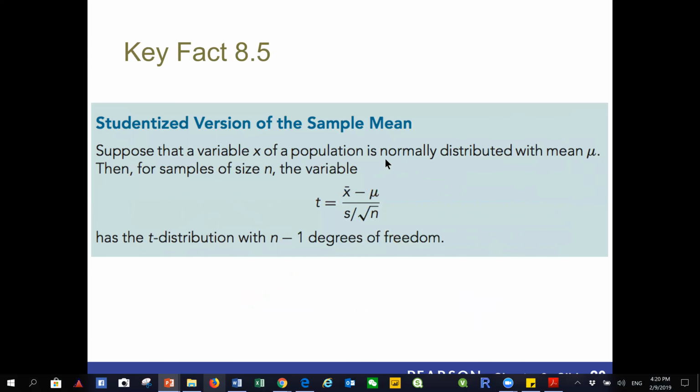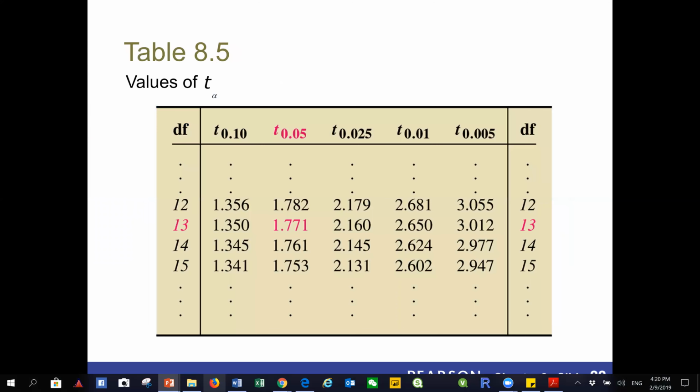As you can see, the difference from the previous formula is that where Z is, you replace it by T and replace sigma by S. Everything else is the same. And this is a table showing you how to calculate the T. But I suggest that you use StatDisk. There are advantages of using it, and I will show you in a little bit.